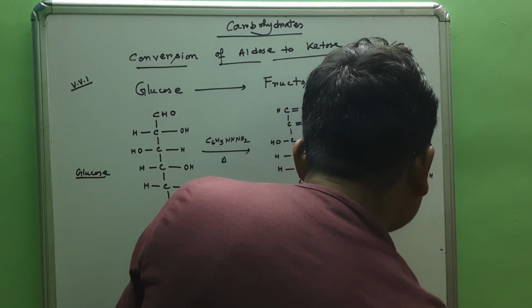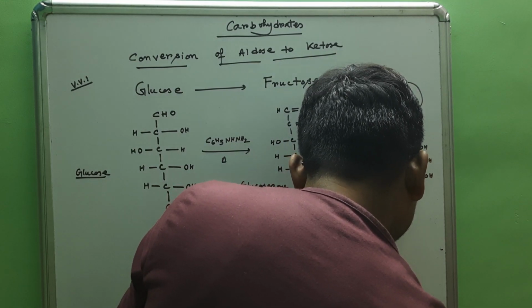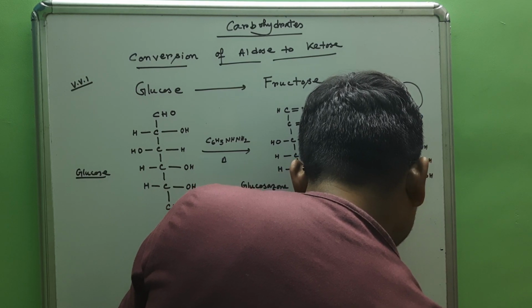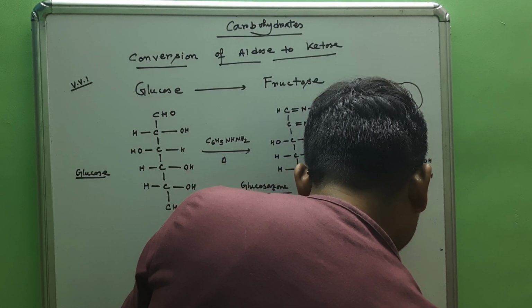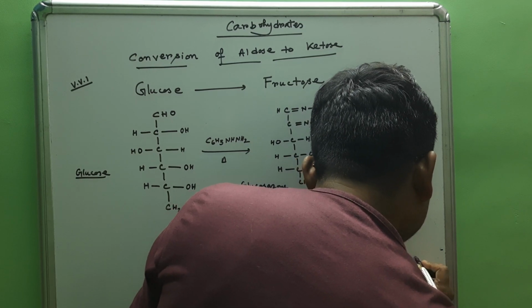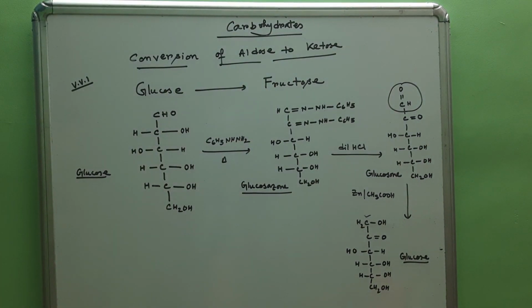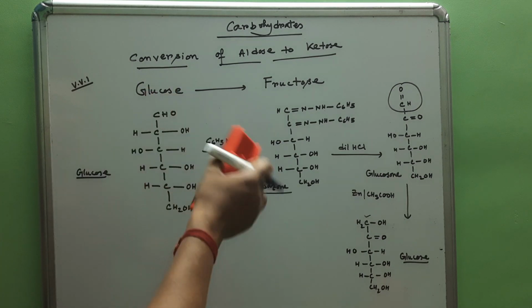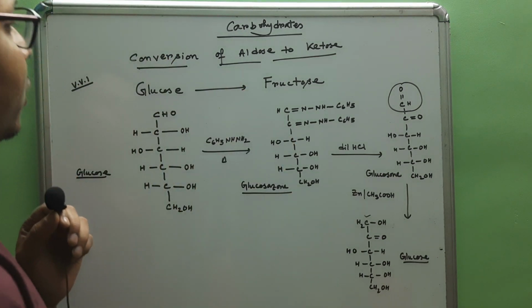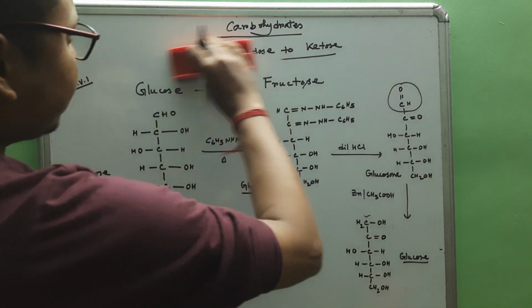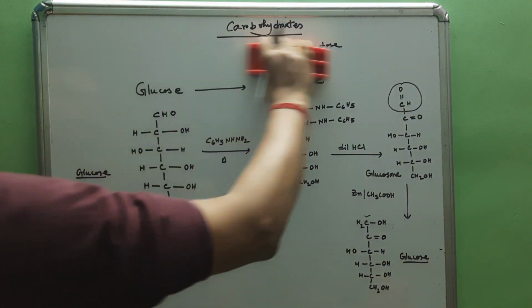So this is our fructose. Write down the equation, glucose to fructose, by pausing the video. My dear friends, in our next session we'll see the reverse, that is fructose to glucose, the conversion of ketose to aldose.